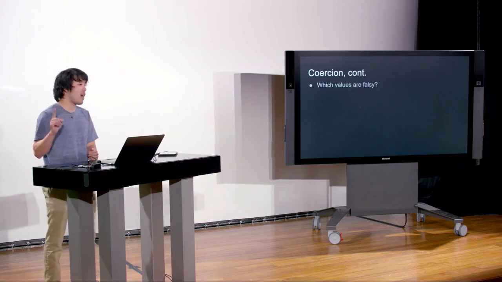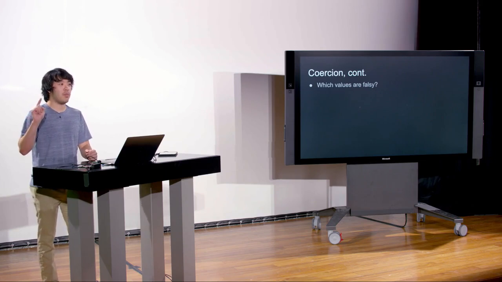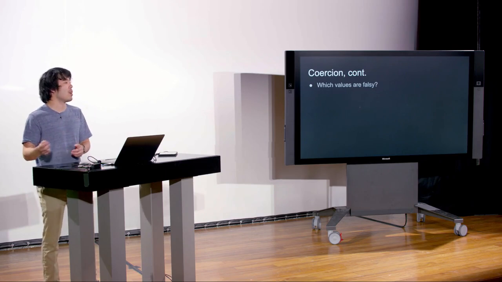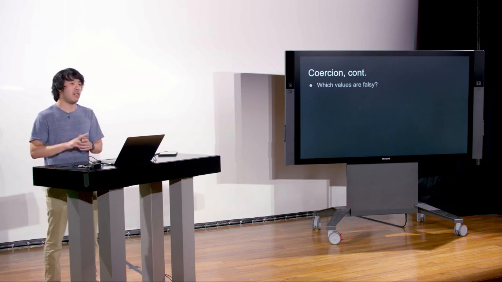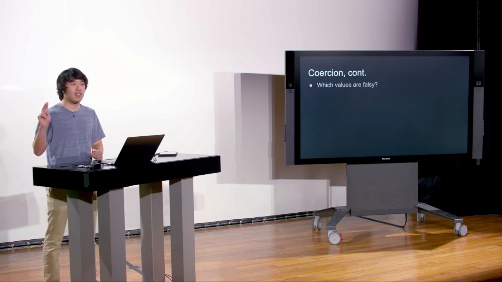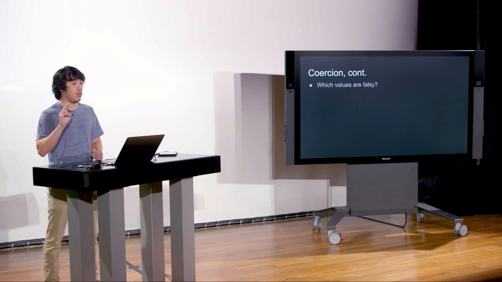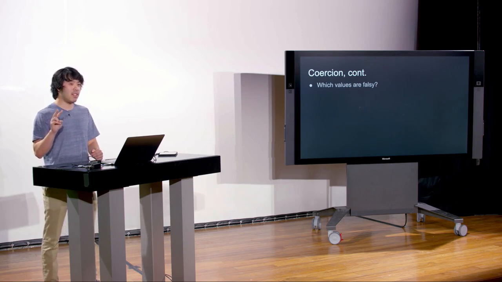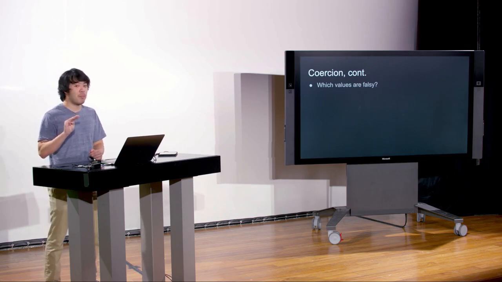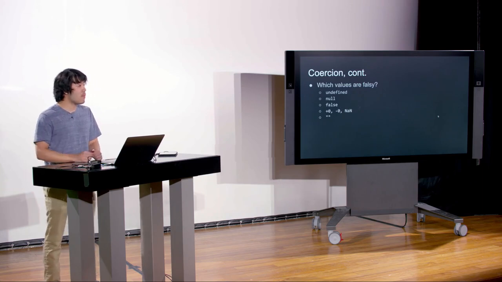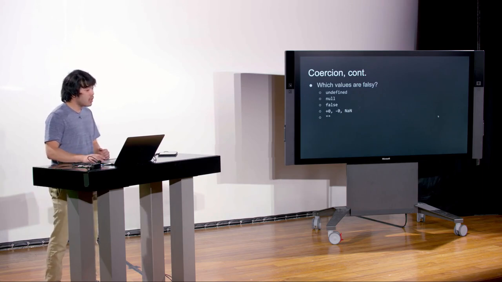Zero. So zero would be one of them. Not a number, which is actually a number of type number, is also a falsy value. Who can name another falsy value? Blank. Blank what? Or empty. Empty what? Empty array. Empty array is actually truthy. False is another one. Undefined, null. So those are the five falsy values.